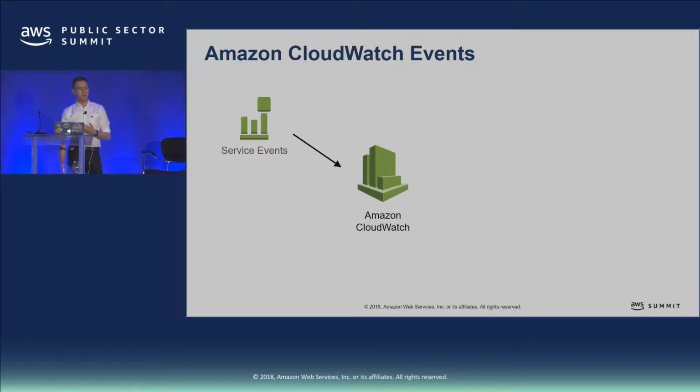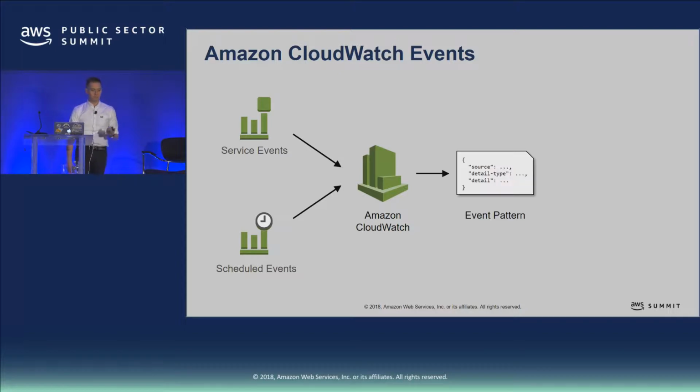So we're going to use CloudWatch Events. So what CloudWatch Events does is, it gets information from different AWS services of events that have occurred. This is sort of different from configuration changes. This is more about when things happen. You can also use CloudWatch to manage scheduled events, so this is very similar to cron.